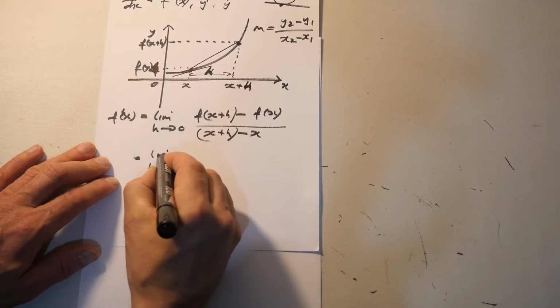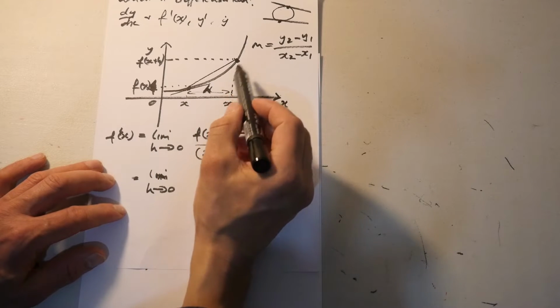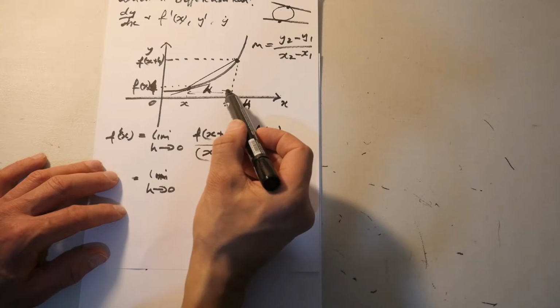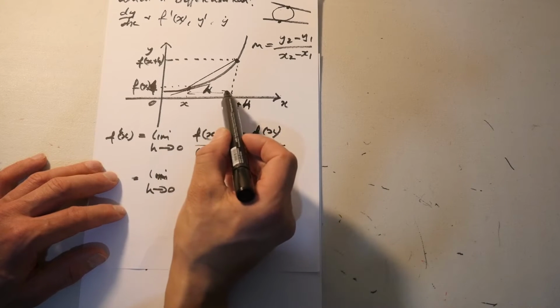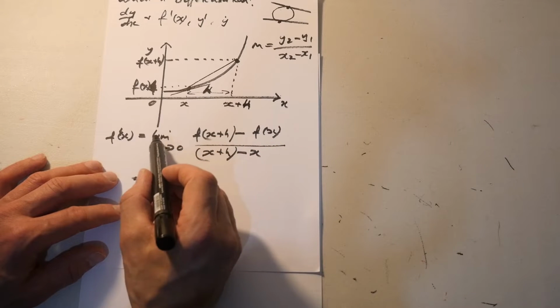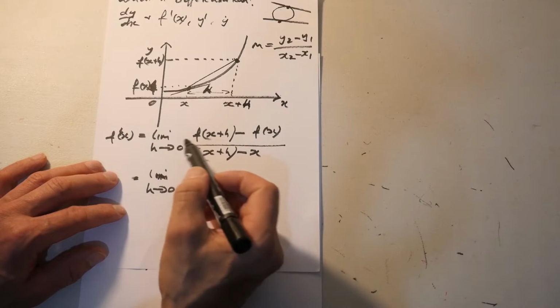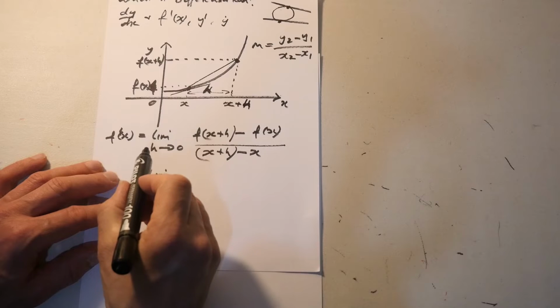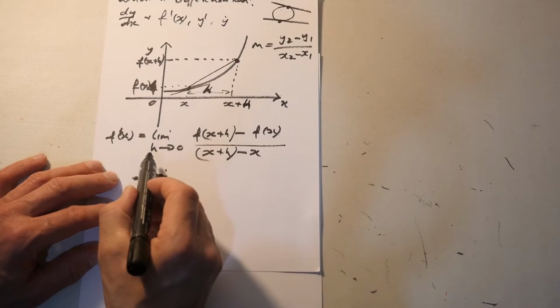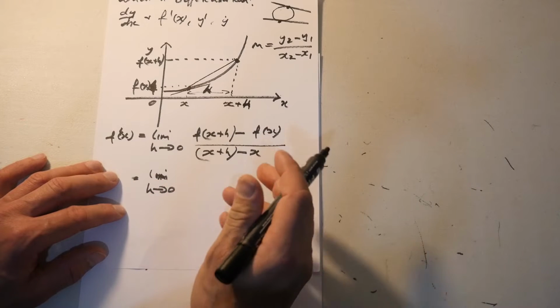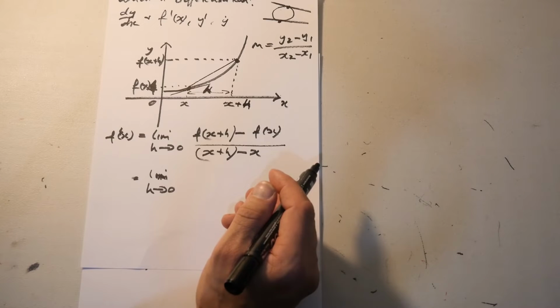The limit means that as the distance h gets smaller and smaller, you're getting a value that is getting closer and closer to 0, but it never actually gets there.